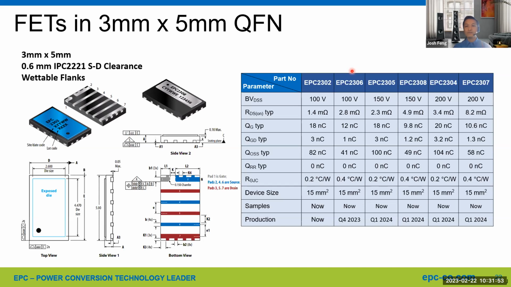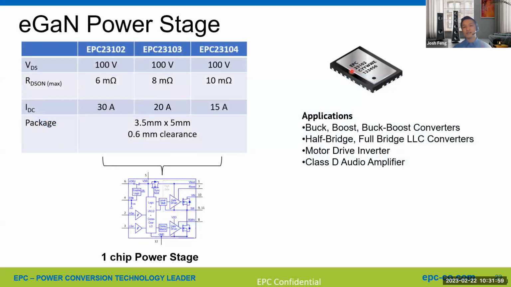Now, we talk about CSP, we talk about QFN. Some customers ask, do you have any solution to enable even higher switching frequency or make layout easier? Do you have a power stage? Yes, we do, and we have samples available. We call it the 2310X family: 102, 103, 104. Again, like the previous QFN portfolio, they are 100% footprint compatible.